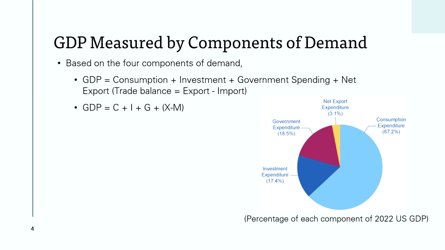This breakdown helps us understand which sectors drive economic activity. In the US, consumer spending is the biggest engine of the economy, which is why changes in consumer confidence have a large impact on GDP.